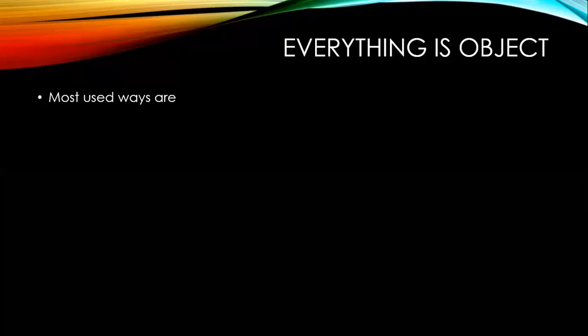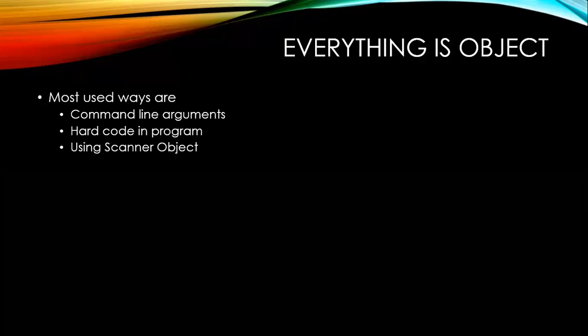Clear? With respect to reading an input in Java, there are so many different ways, but the most commonly used are these four ways. I will display what those four ways are. First one is by taking values from the command line arguments. This is the first approach. Second approach is hard coding in a program. That means within the program itself, you will initialize some values, say int a is equal to 10, int b is equal to 20, something like that.